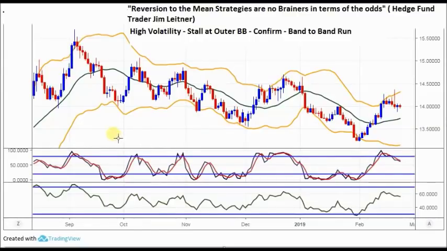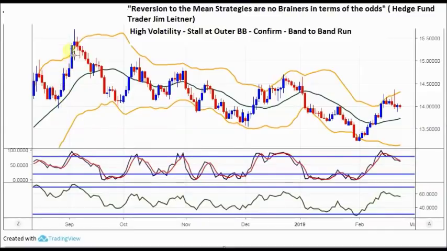Now, in terms of Leitner's reversion to the mean, when you get to the outer band, you basically will eventually come back to the mean price. The higher the volatility, the more you're going to come back to the mean price, or the odds are greater. What I mean by this is you will not see very often price action stay outside of 2 standard deviations for long.